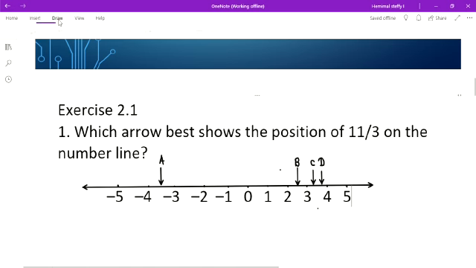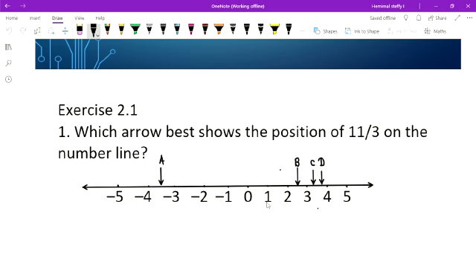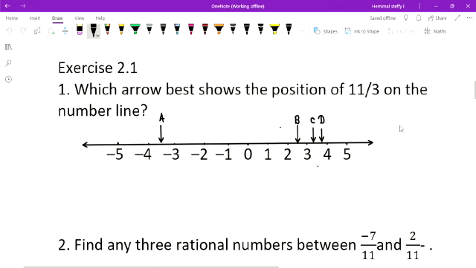First I am going to find the value of 11 by 3. How am I going to find that? I divide 11 by 3. It gives 3.666, continuously 666 comes. So I am taking approximately 3.7.